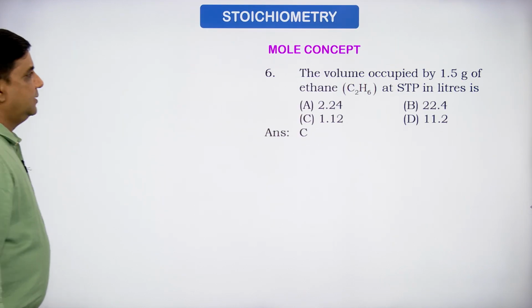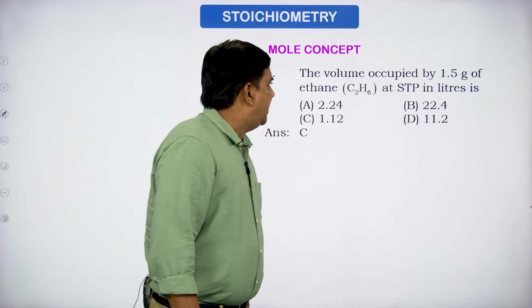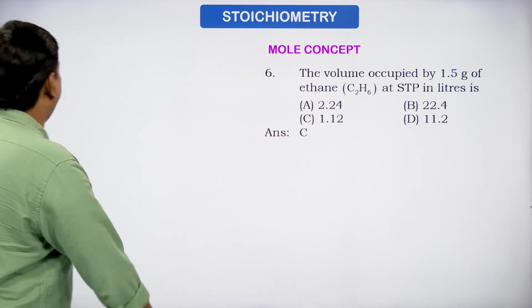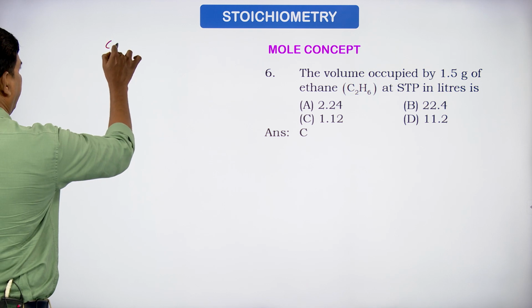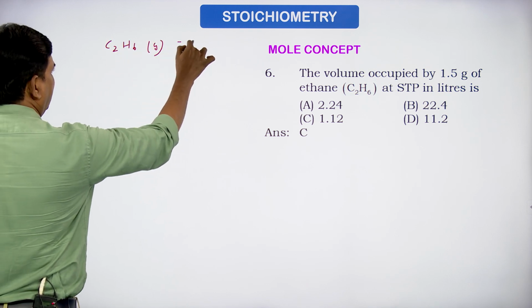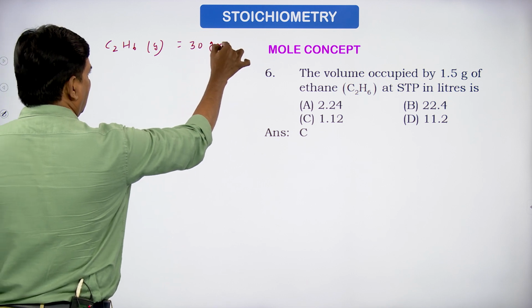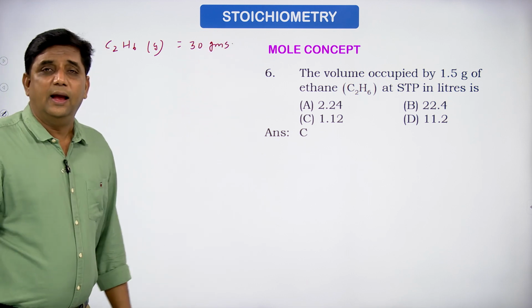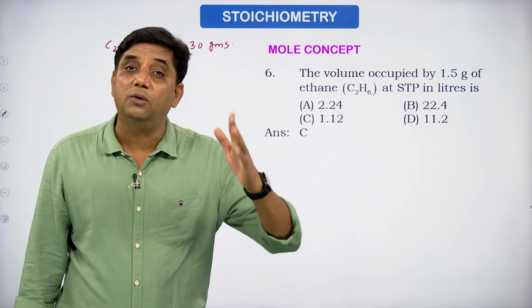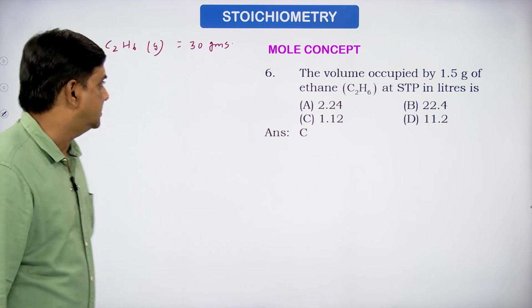The volume occupied by 1.5 grams of ethane at STP in liters. Ethane is a gas, students. C2H6 is ethane, and its molecular weight is 30 grams. Gram molecular weight of ethane is 30 grams. At STP conditions, gram molecular weight of any substance equals 1 mole, which occupies 22.4 liters.